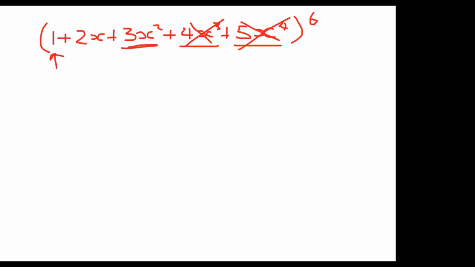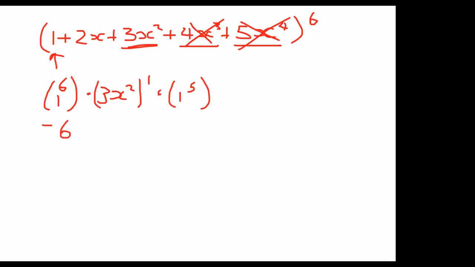So how many ways are there to do this? Well, we'll have to pick one of the 6 brackets to choose the 3x squared from. And the number of ways that can be done is 6 choose 1, the binomial coefficient. And what's that going to leave us with? We'll have to choose the 3x squared once and the 1 5 times. And this is going to be 6 times 3x squared, which is 18x squared.